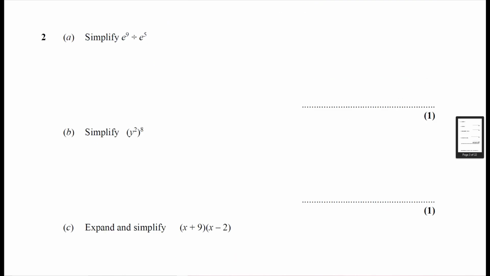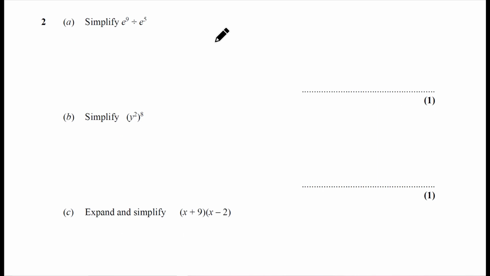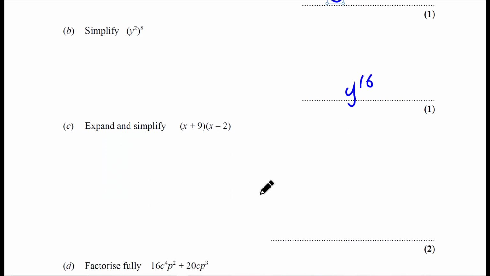Next question. Question 2, we know we minus the powers or subtract the powers, so that's just going to be e to the power of 4. Now this question is in brackets, so we multiply the powers. That's y to the 16. Just expand this however way you like. You get 1 step for 1 mark for doing this.